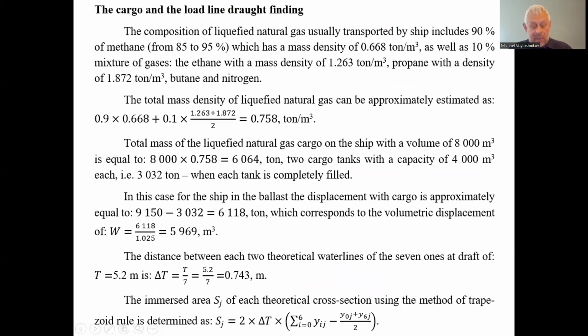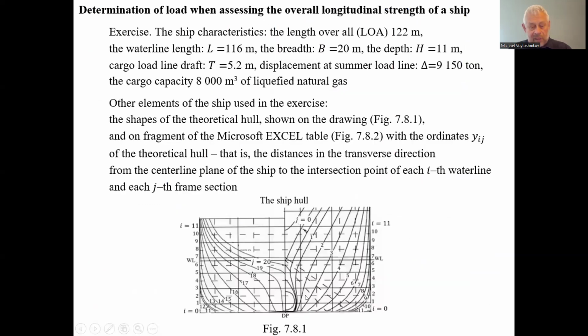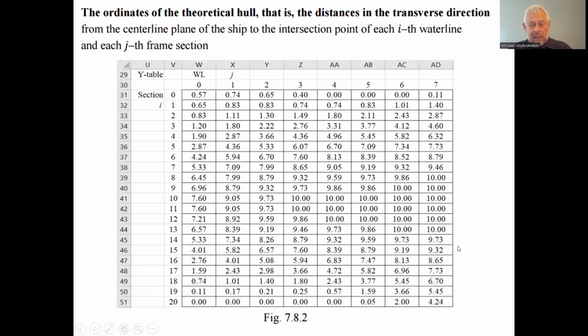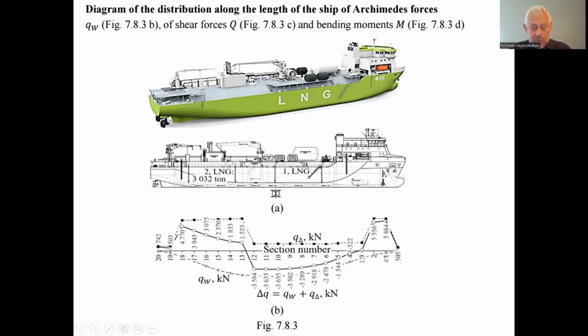So we have the data, the ordinates, and we use the ordinates got from the theoretic description of the ship hull shape. And we use this in the Microsoft Excel form, which depends on the number of the waterline and on the transverse section of the ship. We have this formula to find the area of the submerged part of the theoretic frame transverse section, in dependence on the number, where J is the number of the theoretic frame.